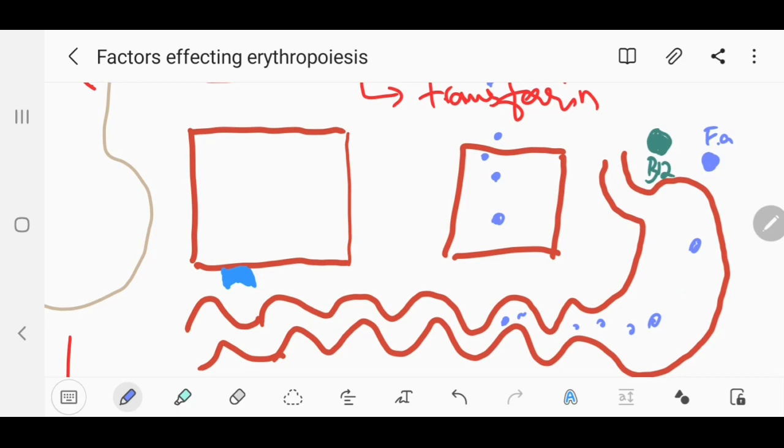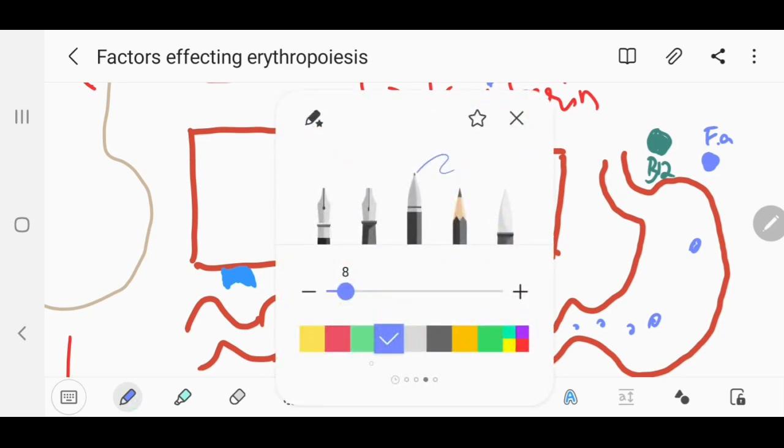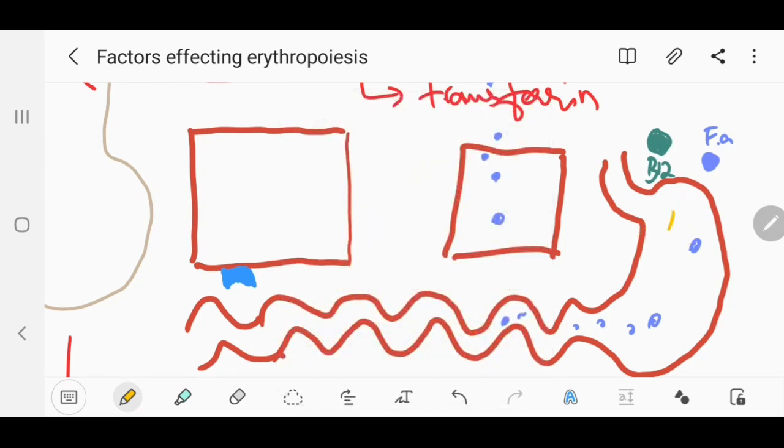B12 is a vitamin that gets absorbed at the level of the ileum. Now, in order for B12 to move from the stomach into the ileum, it gets digested. So the stomach is specialized to have the production of intrinsic factor. The stomach produces a factor which is known as the intrinsic factor.